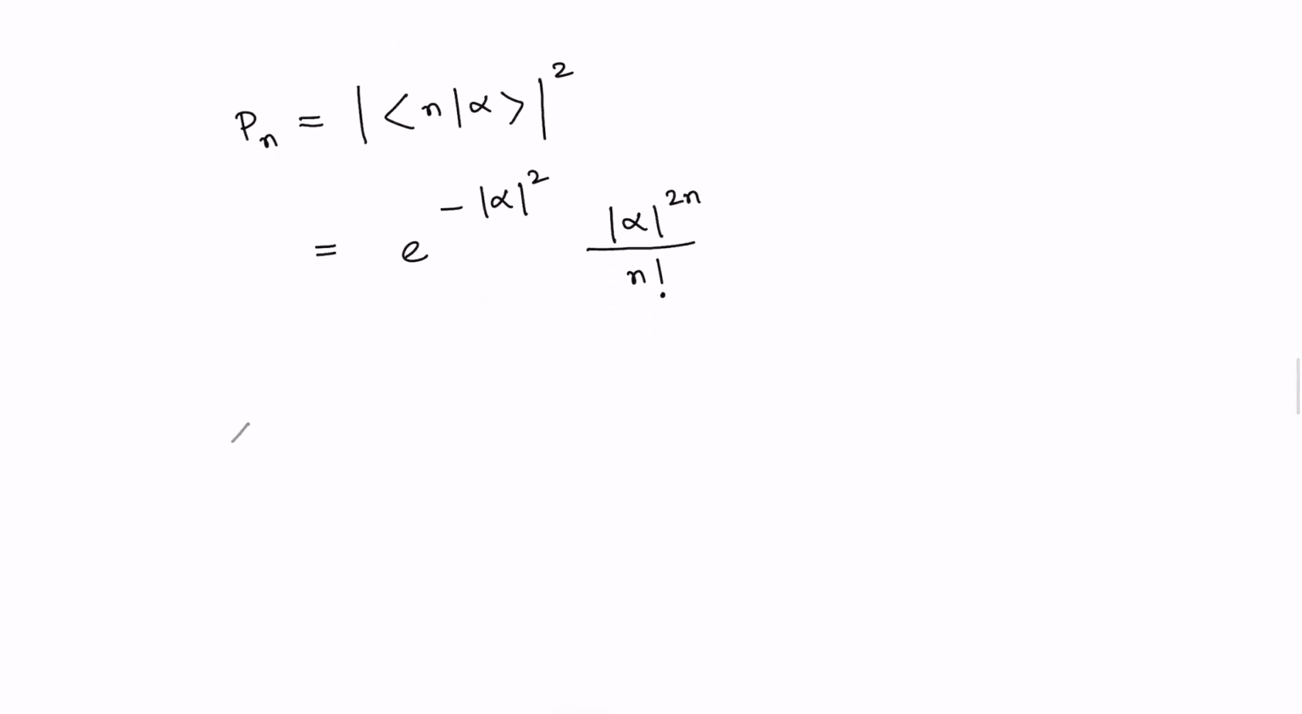Now what about the mean photon number? To do that, you just have to calculate the expectation value of the number operator in the coherent state.